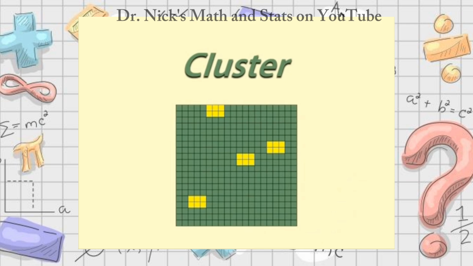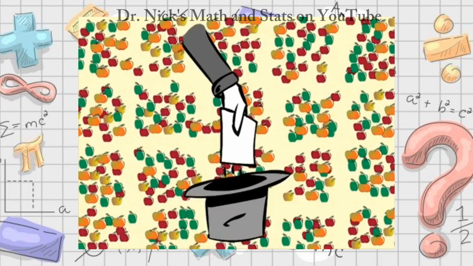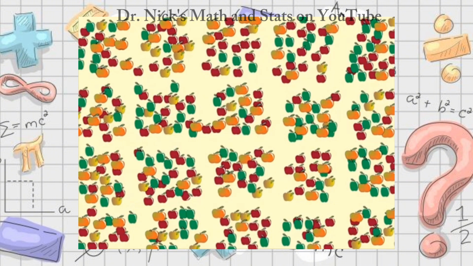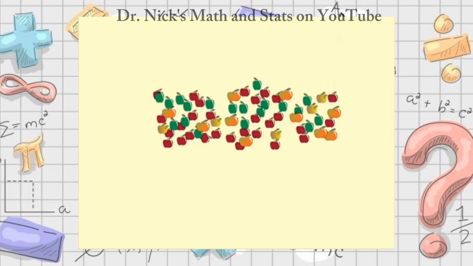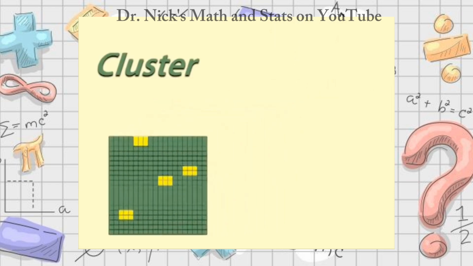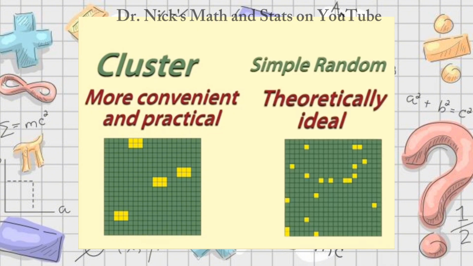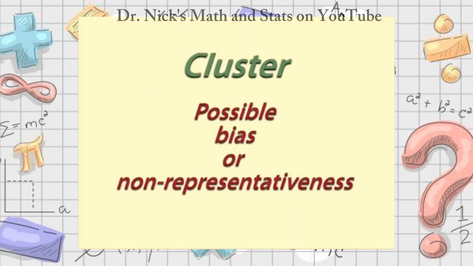In cluster sampling, the population is divided into clusters which are then chosen at random. For example, departments of a business can be clusters, or suburbs within a city. Within each cluster, all of the objects are included in the sample. Cluster sampling can be more convenient and practical than simple random sampling. However, if the clusters are different from each other with regard to the elements we are measuring, it can lead to bias or non-representativeness.